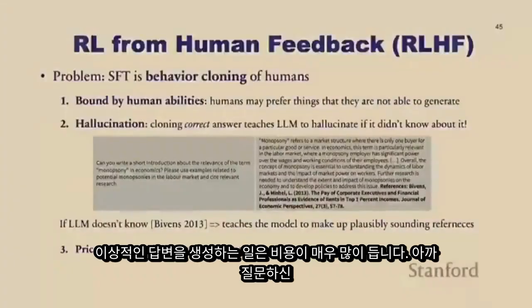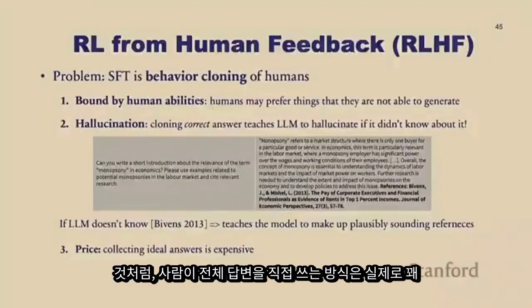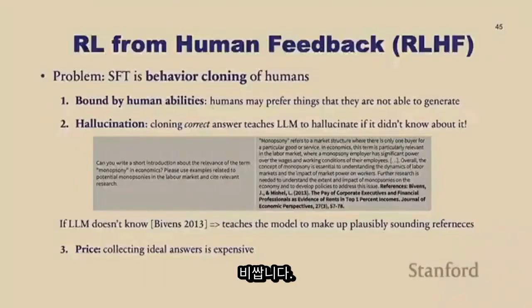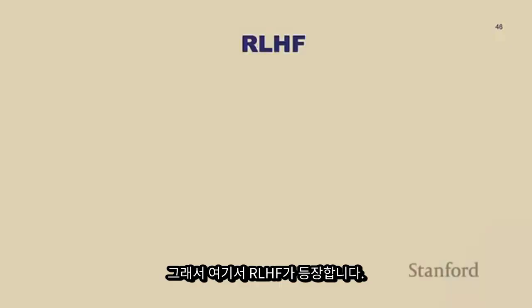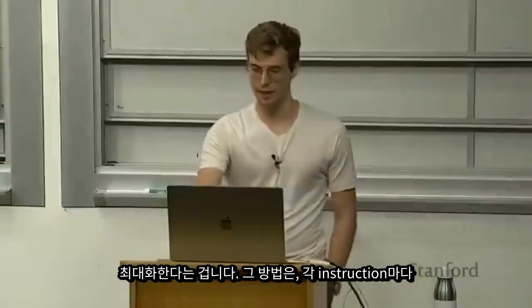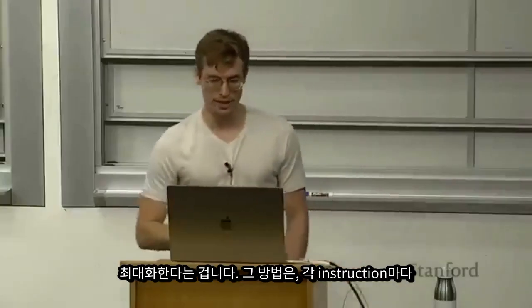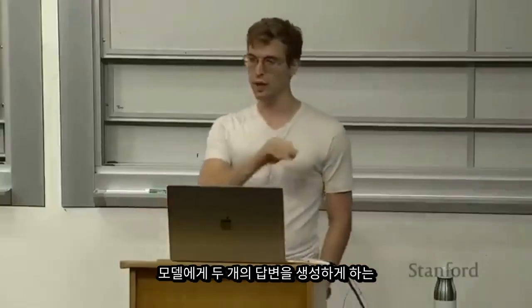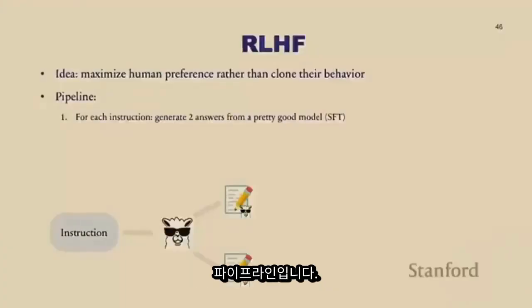Great. Problem number 3, price. Generating the ideal answers is very pricey. And that comes back to your question of humans writing the entire answer being pretty expensive. So that's where RLHF comes in. The idea is that instead of cloning the behaviors of humans, we're going to maximize human preference. And the way we're going to do that, the pipeline, is that for every instruction, you're going to ask a model to generate 2 answers.